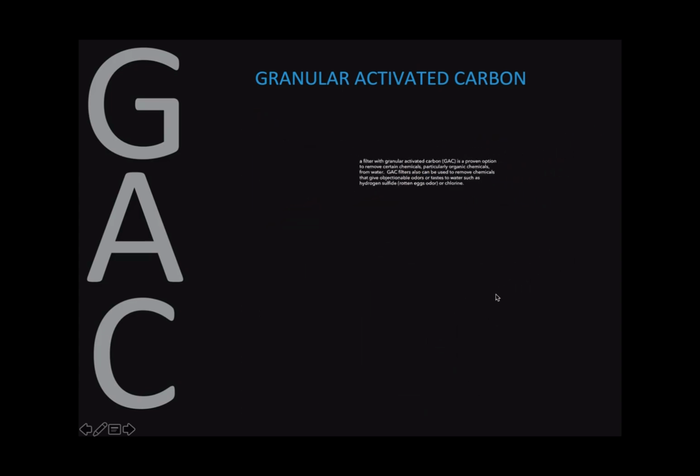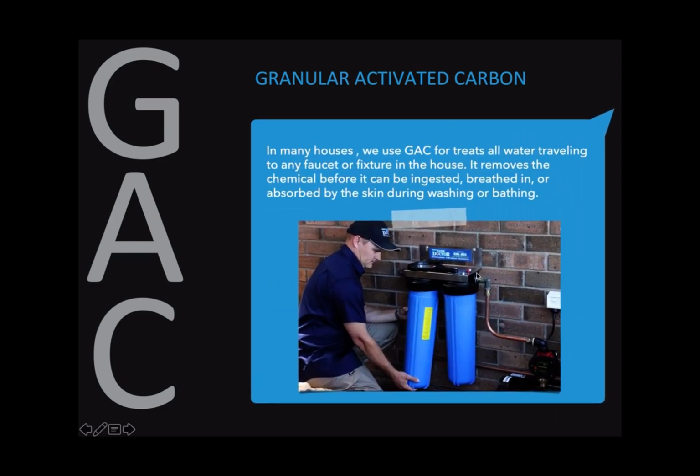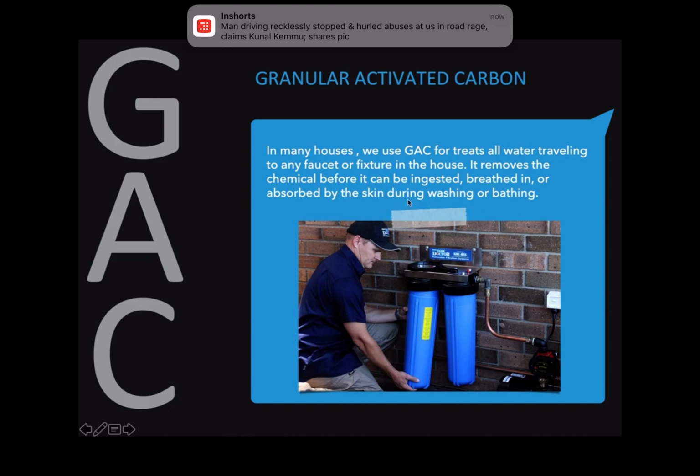And in a house, we can see that it looks like this. In many houses, we use those GAC filters to treat all water traveling to any faucet or fixtures in a house. It removes the chemicals before they can be ingested, breathed in, or absorbed by skin during washing or bathing, like this.